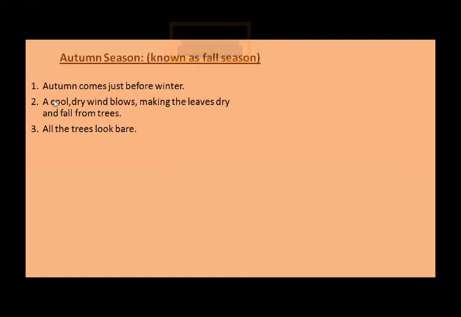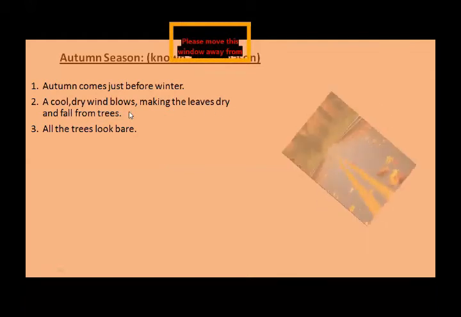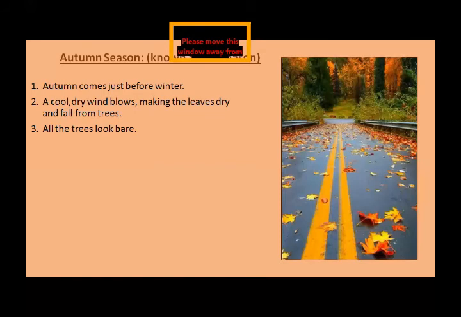A cool, dry wind blows. Wind means strong, moving air. A cool, dry wind blows, making the leaves dry and fall from the trees. Okay, look at your screen. Because of the cool dry wind, leaves on the trees become dry, and then they turn yellow, red. You can see here the yellow, red, and brown color. And after that they will fall from the trees.